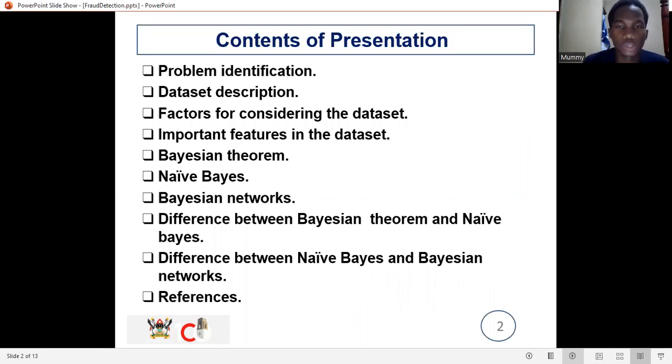Contents of the presentation: we have the problem identification, dataset description, factors considered for the dataset, important features in the dataset, Bayesian theorem, naive Bayes, Bayesian networks, the difference between the Bayesian theorem and naive Bayes, the difference between naive Bayes and Bayesian networks, and lastly, the references. So I'm going to take you through the slides, generally the whole presentation.